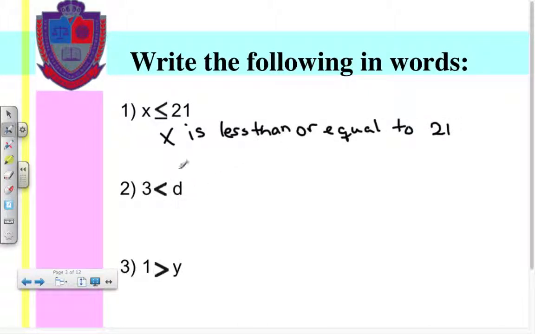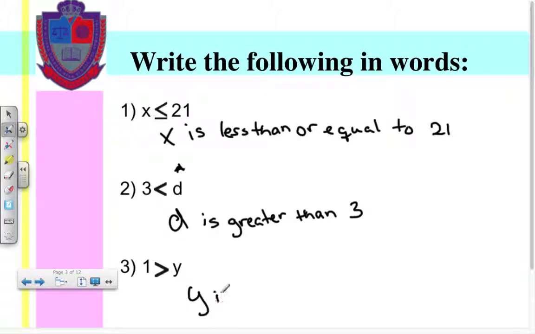Number 2, I'm going to start here. D is greater than 3. And number 3, again, start with your variable. Y is less than 1. So the tip is to always start wherever your variable is. I started from here and I went back, and my x was in the front, so I just went forward.